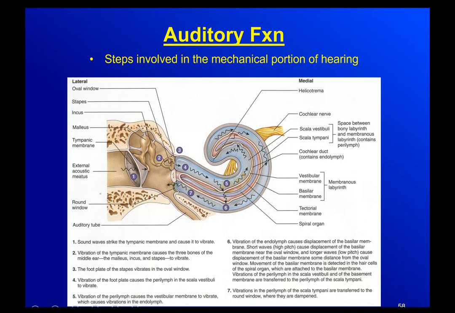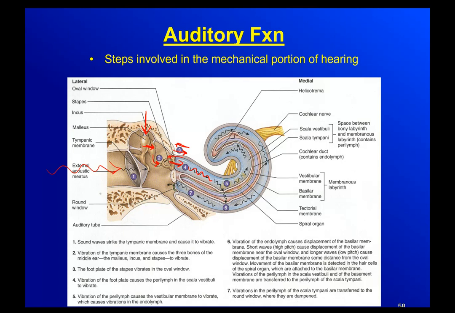So, sound wave comes in. It passes through the auricle and the external auditory meatus, and it hits the eardrum or the tympanic membrane. That causes the malleus to vibrate, which in turn hits the incus, which in turn, because it's connected to it, makes the stapes move. As the stapes moves back and forth, because it's vibrating, it causes waves in the perilymph.